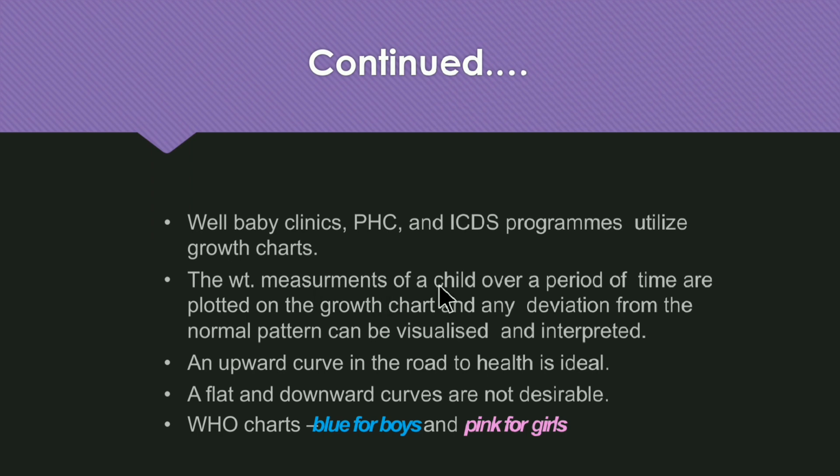Here, the weight of the child is periodically recorded over a period of time and any deviation from the normal can be visualized from the growth chart itself. Upward curve is the ideal one. If there is a flat or downward curve, it is not desirable. That means there is lack of growth in the child. In WHO, the blue portion is for the boys and pink portion is for the girls.